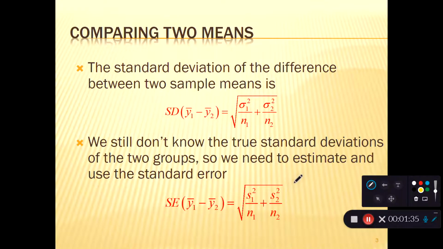It's the same formula below here, except that where the population standard deviation is, I'm substituting the sample standard deviation. All right, so this is now the standard deviation we're looking at when we're looking at the difference of two means. Now, let's move forward.